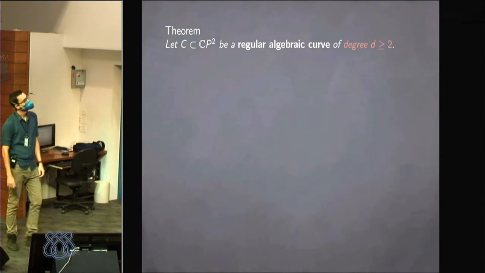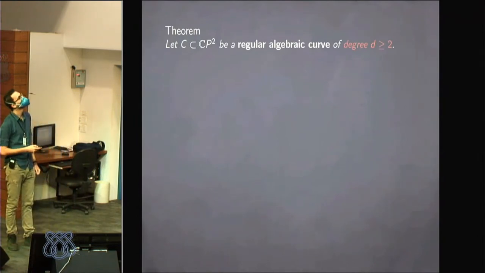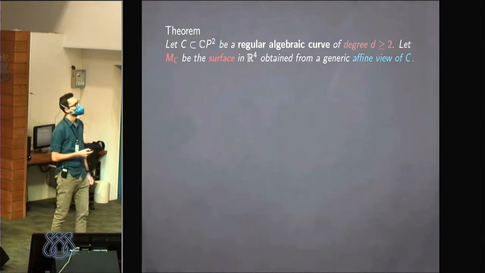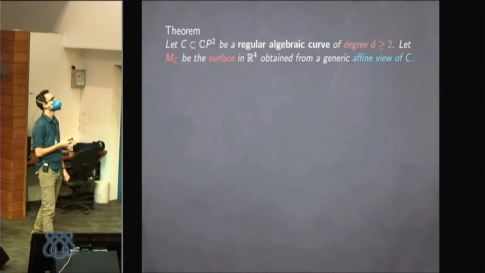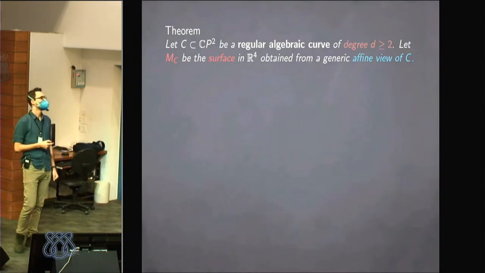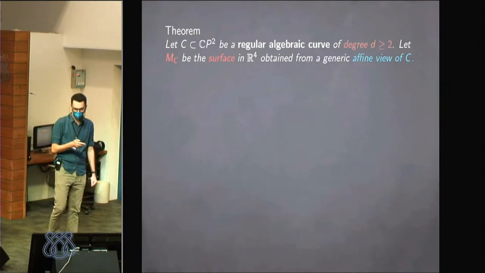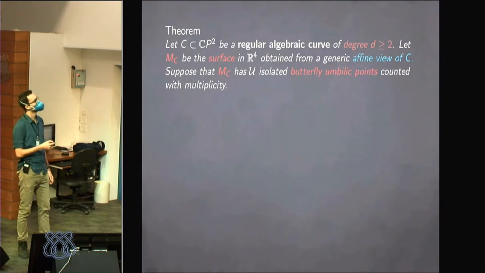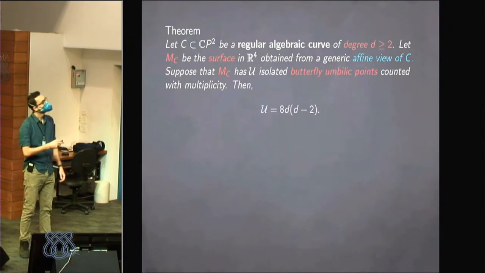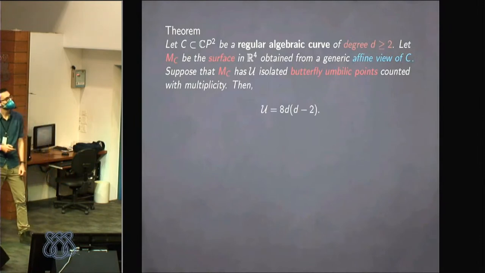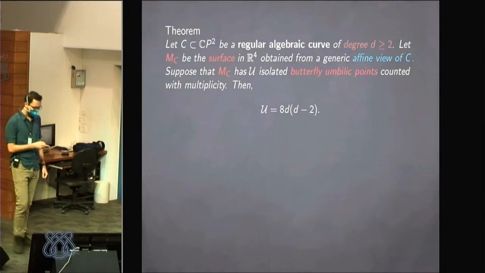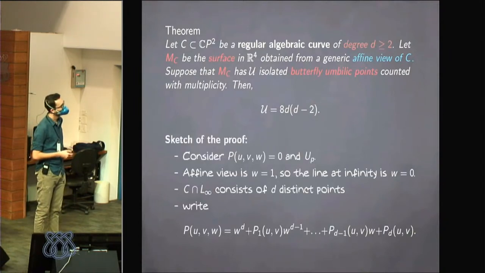And now we are presenting our end result. If I consider one regular algebraic curve of degree d greater than 2, let's consider our Riemann surface obtained from one generic affine view of C. If we have isolated butterfly umbilical point contact with our surface, the number of these butterfly umbilical points is 8d times d minus d. Okay, let's present the sketch of the proof to understand a little bit.